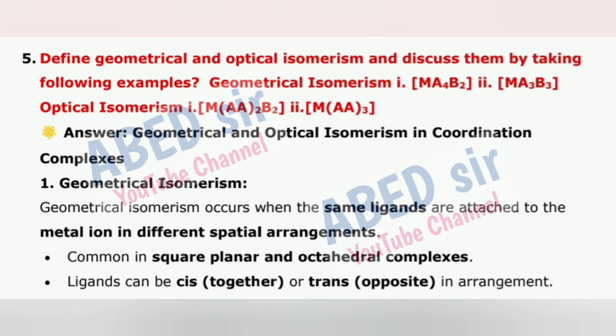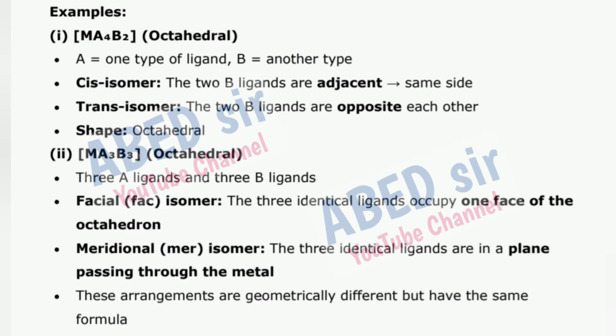1. Geometrical isomerism. Geometrical isomerism occurs when the same ligands are attached to the metal ion in different spatial arrangements. Common in square planar and octahedral complexes. Ligands can be cis, together, or trans, opposite, in arrangement. Examples. 1. MA4B2, octahedral. A is equal to one type of ligand, B is equal to another type. Cis isomer, the two B ligands are adjacent, same side. Trans isomer, the two B ligands are opposite each other.